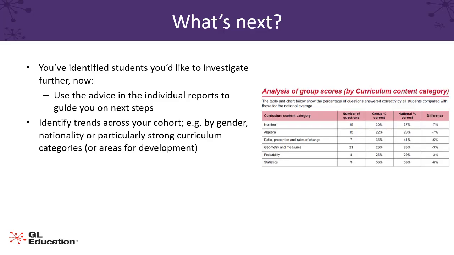As you can see from the screen, the reports also provide a detailed overview of attainment by curriculum content category and also process category too. We recommend that trends in this area are identified across different classes in a cohort as well as across students, as this can help to pinpoint key areas of strength and areas for development.